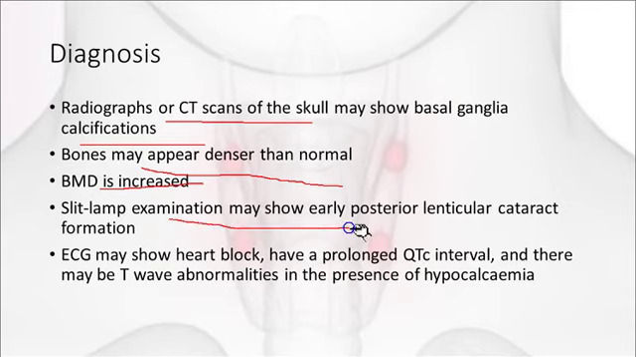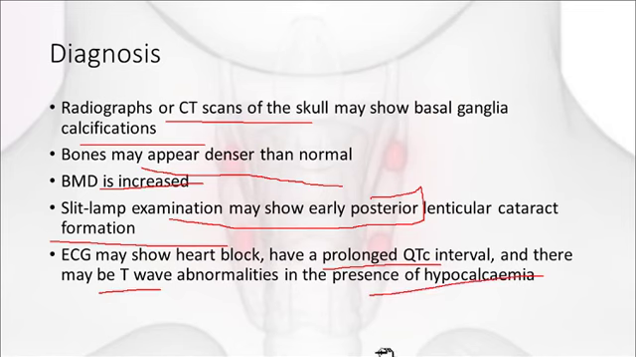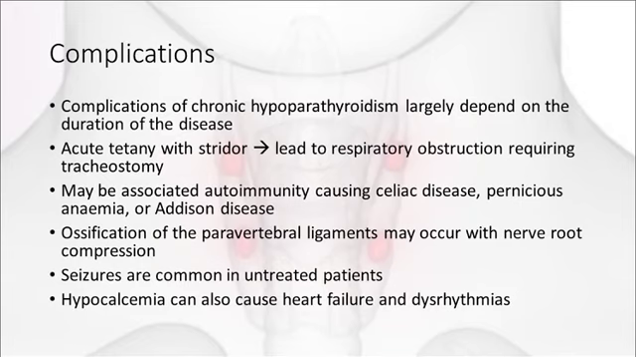Slit lamp examination may show posterior lenticular cataract formation, so cataract formation as we discussed before. An ECG may show heart block and prolonged QTC interval, as well as a T-wave abnormality in the presence of hypocalcemia. The complications of hypoparathyroidism largely depend on the duration of the disease. Acute tetany with stridor, which will lead to respiratory obstruction, requires a tracheostomy.